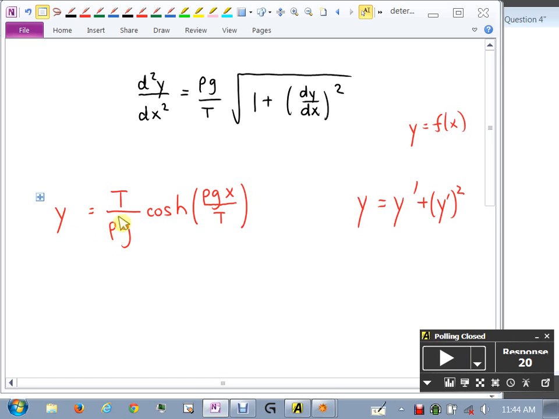This is your y. T, well, everything in here except x is a constant. x is your only variable. So what you need to do is take the second derivative of this and plug it in here. Take the first derivative, plug it in here, and square it, and show that this is an equality. Got it? And when you do that, it's an exercise in algebra at that point.